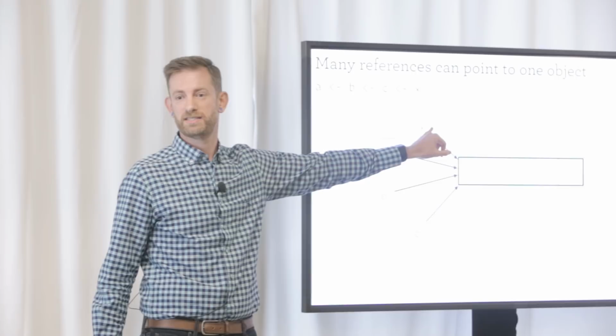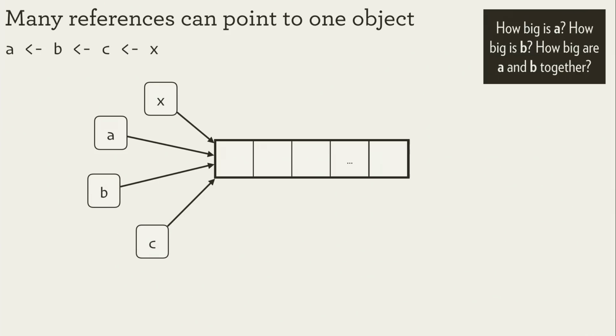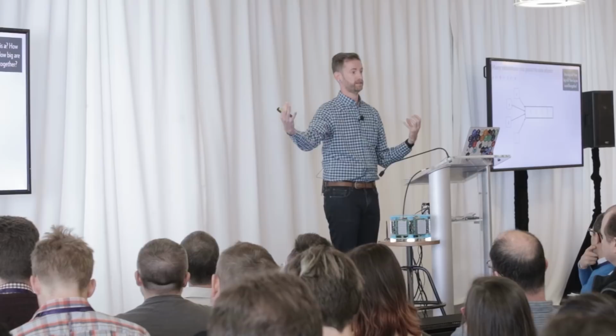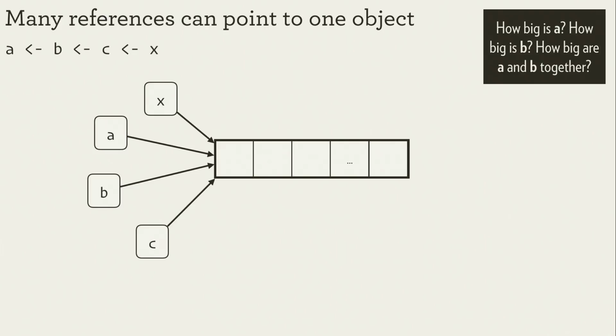So now, if you've done this in R, you can ask the question, how big is A? Well, A is going to be the same size as X, so it's about 8 megabytes. How big are A and B together? Kind of strangely, they're both 8 megabytes. So the size of A and B together does not equal the size of A plus the size of B. This non-transitivity makes reasoning about how big an object is in R quite challenging.